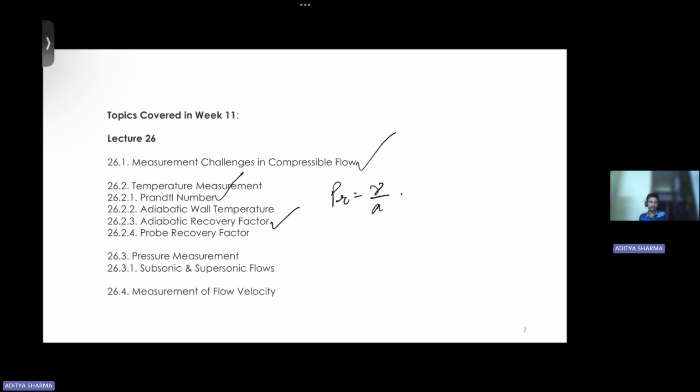And then the next topic is pressure measurement. The different ways in which we measure pressures have been discussed in this topic. So, the pitot static tube, which is nothing but a probe where we measure both static pressures and stagnation pressures, right? So this is basically an L-shaped probe.